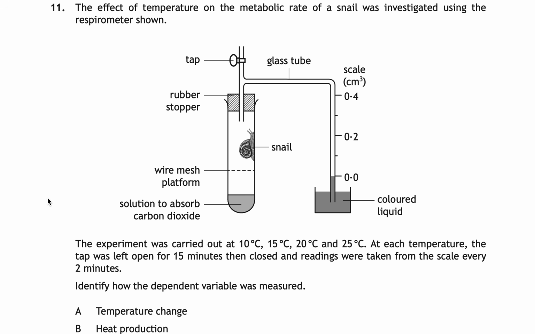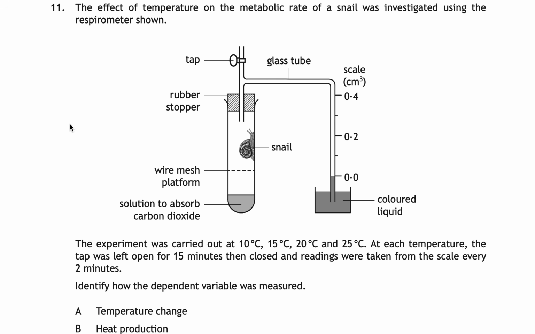For question 11, we see a respirometer, and the effect of temperature on the metabolic rate of a snail was investigated using the respirometer shown. The experiment was carried out at 10 degrees Celsius, 15 degrees, 20 and 25, and at each temperature the tap was left open at the top here for 15 minutes, then closed, and readings were taken from the scale every 2 minutes. The question asks you to identify how the dependent variable was measured.